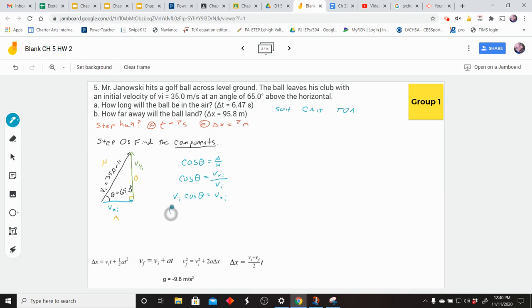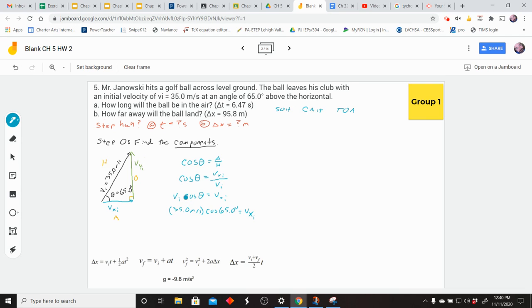Okay, well, V initial is 35.0 meters per second times cosine of 65.0 degrees. And this is Vx initial. Let me make clear that that's an x. Oh, now it looks even more like a y. Vx initial. I'm trying to write too little here. That's a Vx initial.